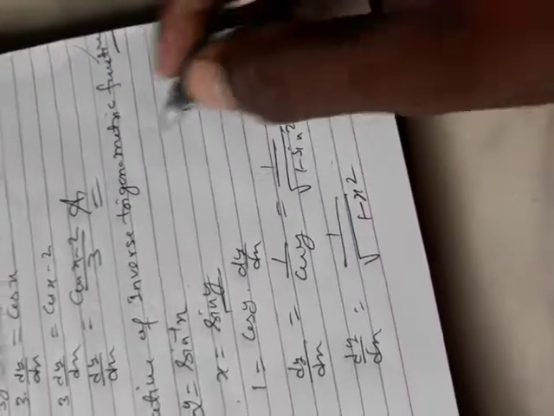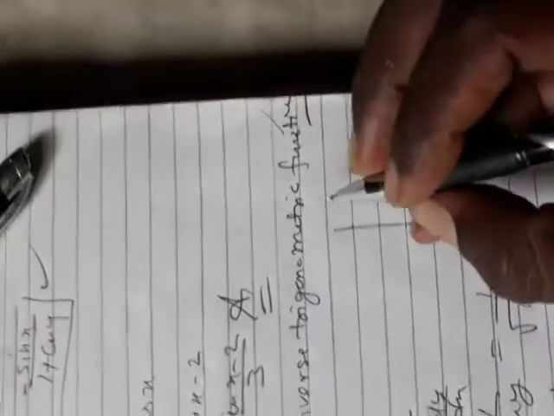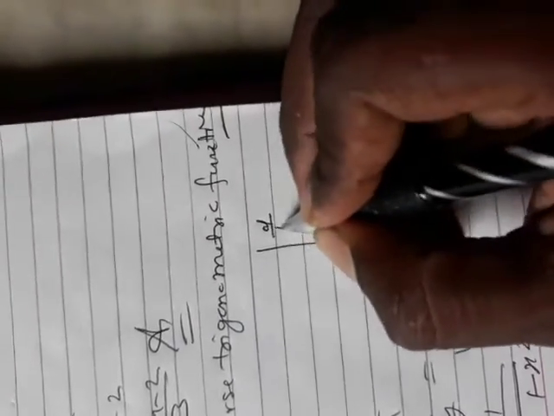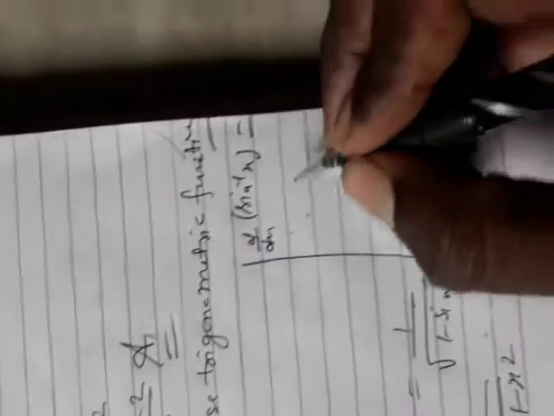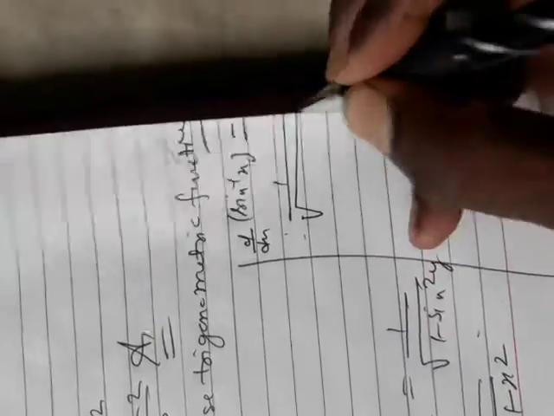This implies that the derivative of sin inverse x is equal to 1 upon under root 1 minus x square. This is the formula to find the derivative of sin inverse x. Similarly, we can find the derivative of cos inverse x. Now, similarly, we can find the tan inverse x also.